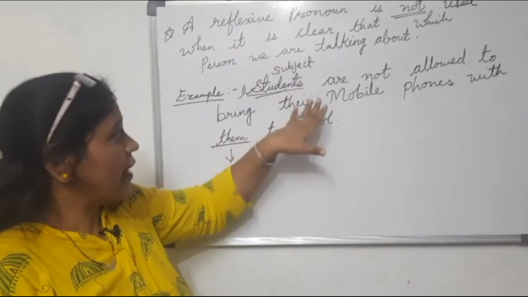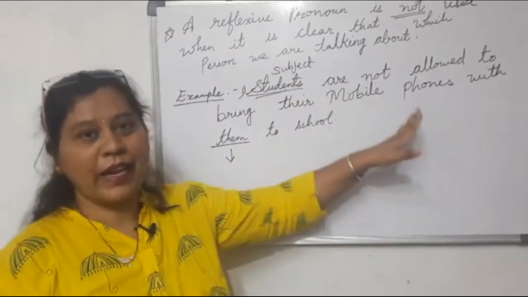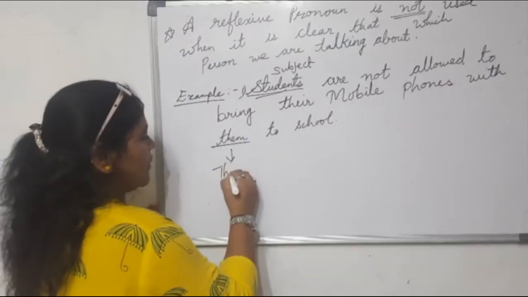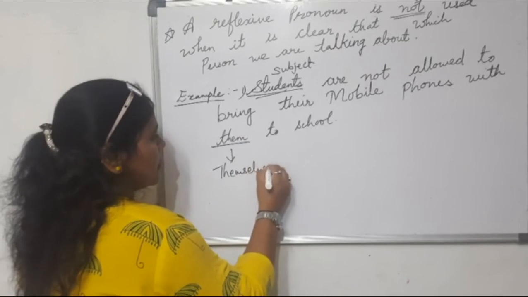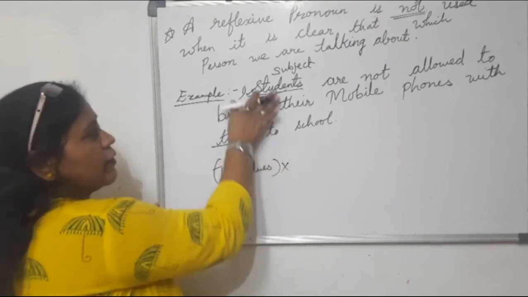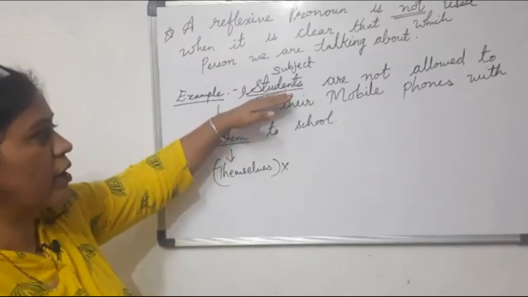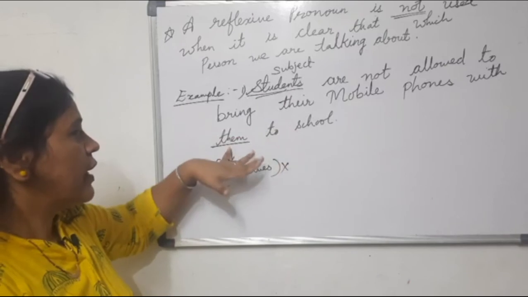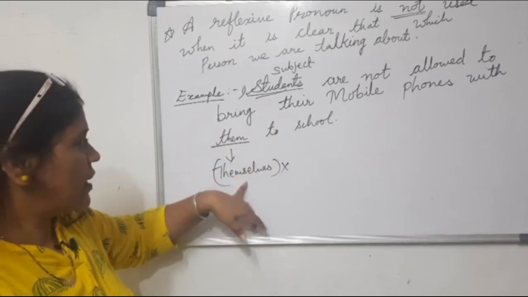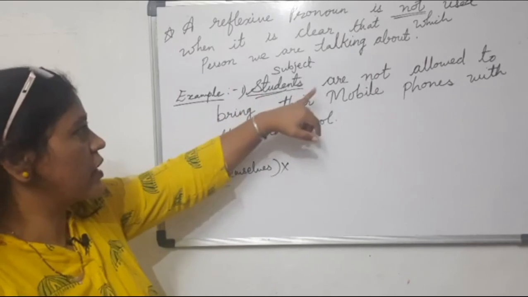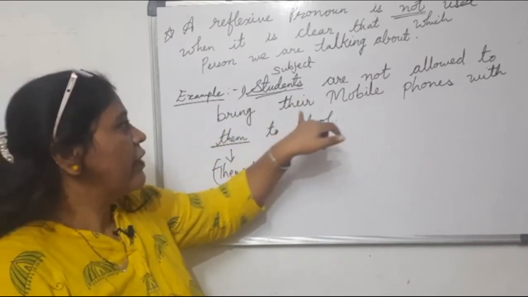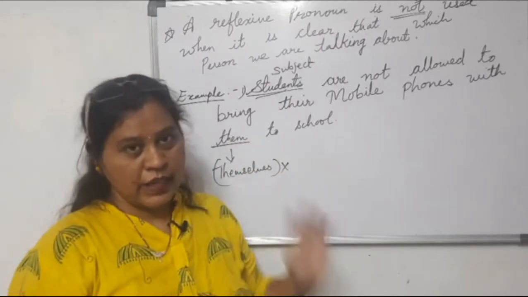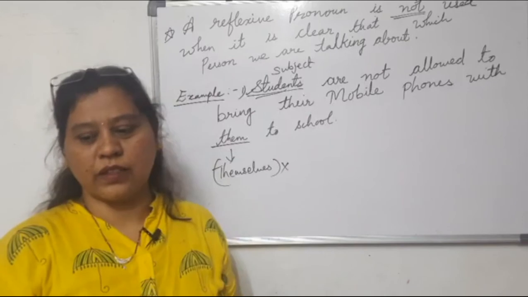It is said that students are not allowed to bring their mobile phones with them to school, so we are not using themselves here. It is clear that we are talking about the students, so instead of using themselves we used only them. So students are not allowed to bring their mobile phones with them to school. Got it? Understood? Now the next rule we are going to learn.